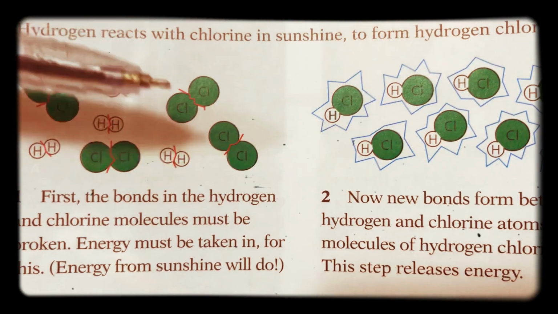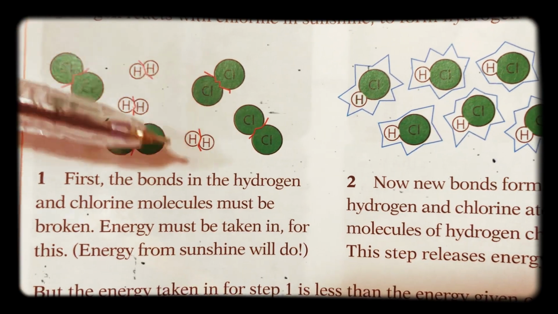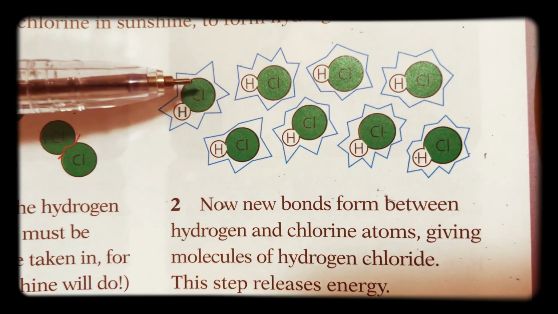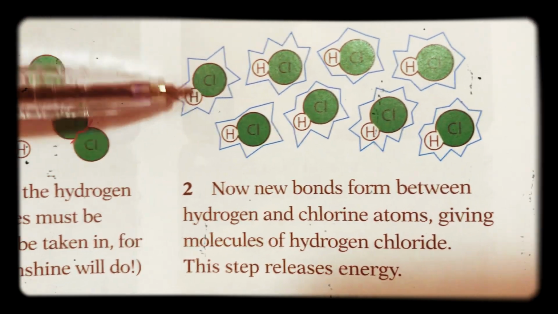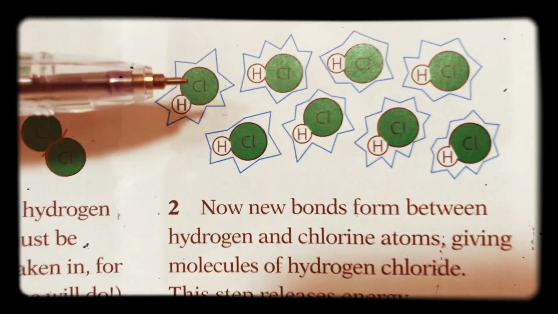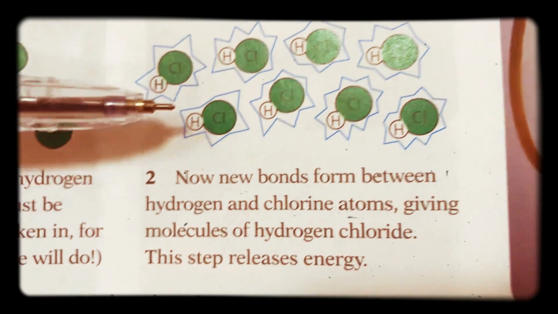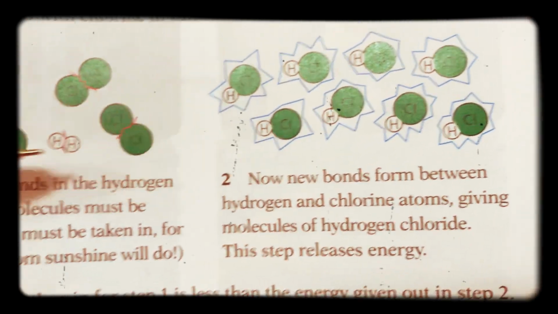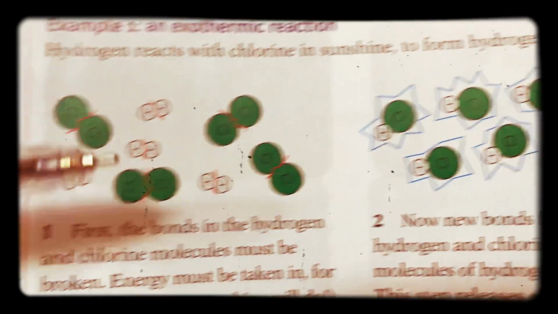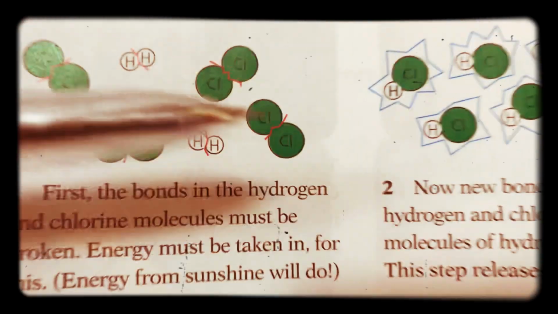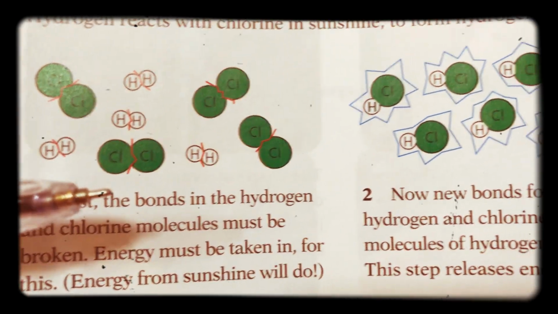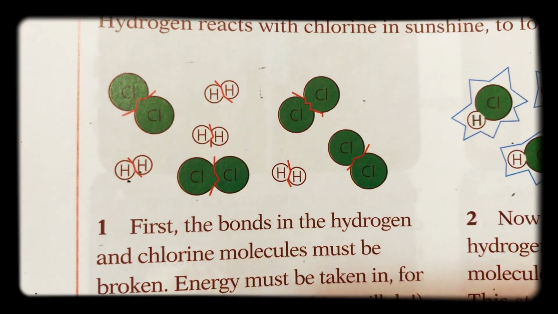And then what happens is, once that energy has been put in to split every single atom up, we find that the hydrogen and chlorine atoms would like to join to each other, and new bonds form between those atoms. These give molecules of hydrogen chloride, and that step releases energy. So the question becomes: do we supply lots and lots of energy and not get that much energy out of it? If that was the case, then the net input of energy would mean the system is taking in energy overall, and that would be an endothermic reaction.